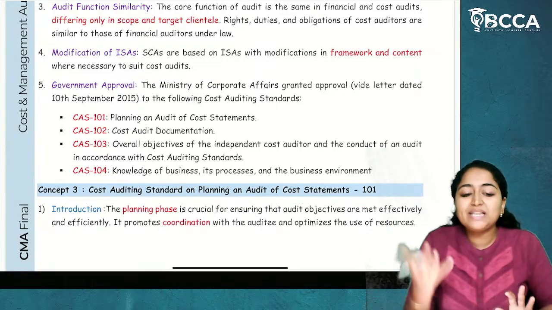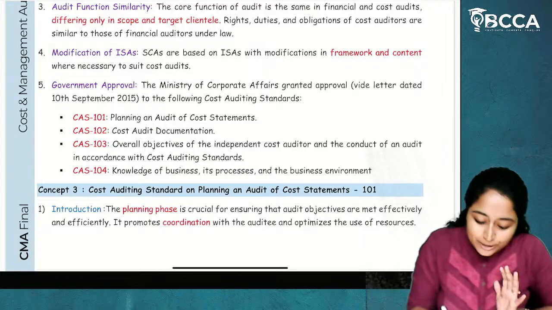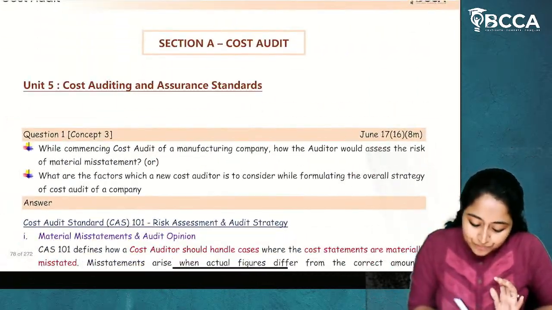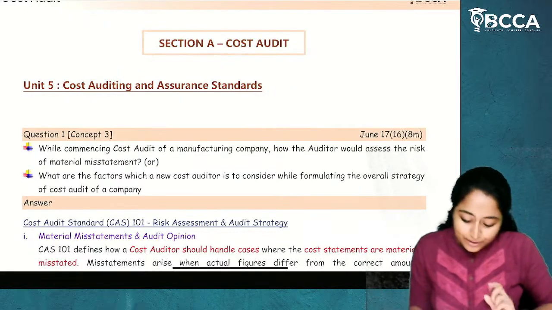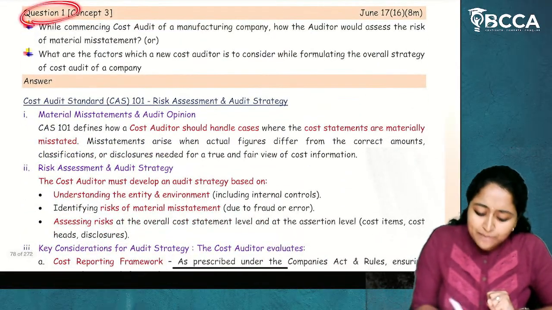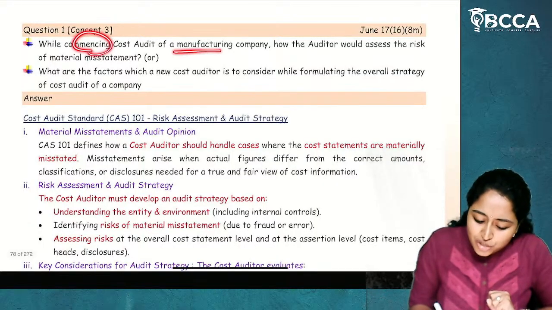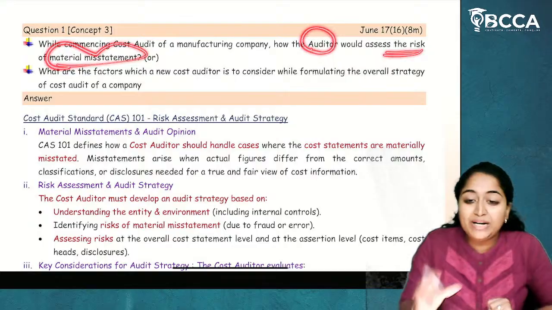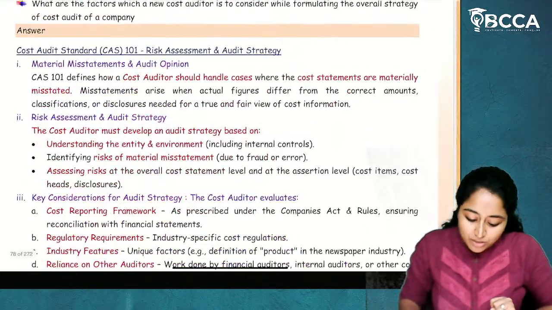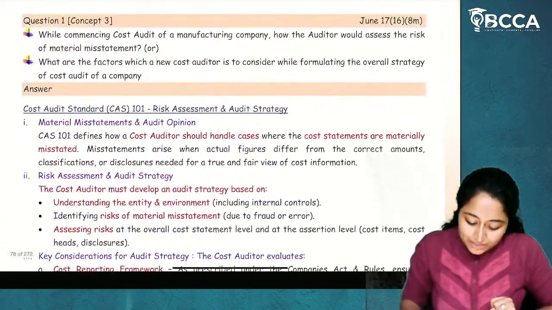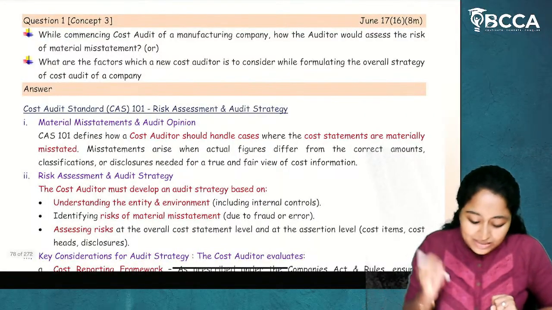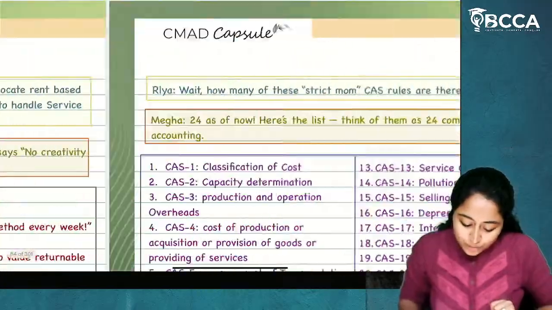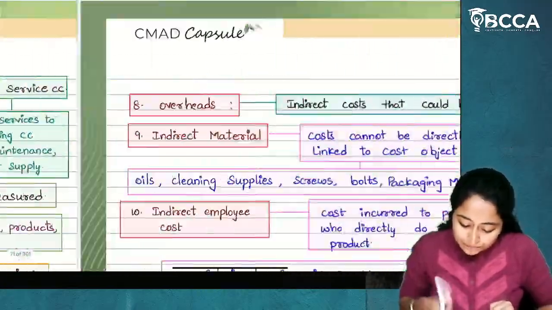Then you have to understand that this is a question from cost auditing standard. For example, we'll see the workbook, so you'll understand. Unit 5, Cost Auditing and Assurance Standard. Question number 1: commencing cost audit of a manufacturing company, how would the auditor assess the risk of material misstatement? How should the cost auditor do the analysis? If you see the handwritten notes, I have given you the risk of material assessment.